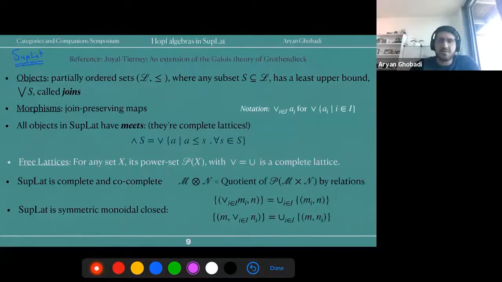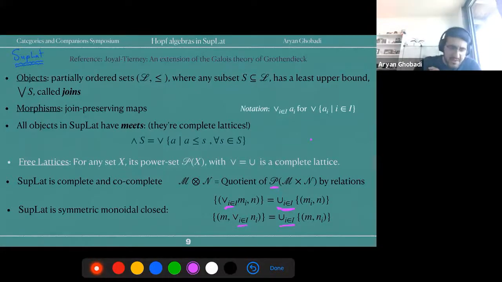And I'm going to give you the monoidal structure. You take two lattices. You take the product of the underlying sets, you take the power set of this, and you impose these relations. And when I say impose relations, you're taking a co-equalizer in this category, implying that the join inside each of these lattices should become really the join in this power set, which is the union.